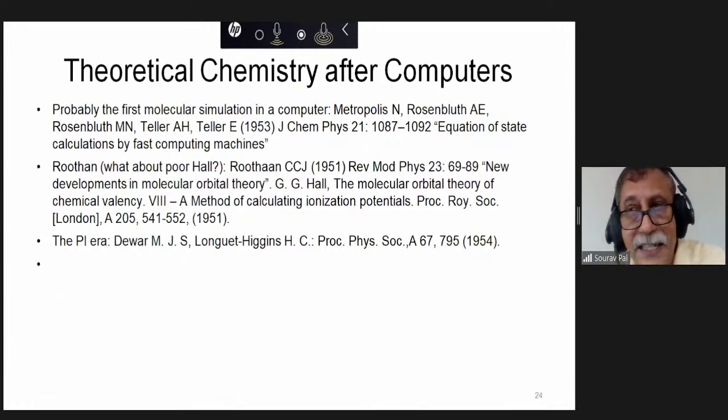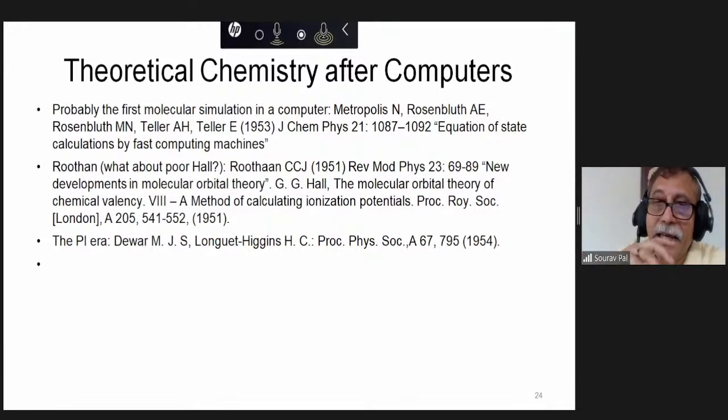I must say at this point that computers came around the 1940s in a big way. Many people say the 1940s is kind of a watershed in computing. So it's very important to realize the computer revolution came in the 1940s. It's a very loose way of saying it, you can argue, but this is not really debatable. So in theoretical chemistry after the computers came, one of the great works was done by Rosenbluth, Taylor, Metropolis, which is known as the Metropolis simulation, which is very, very important work.